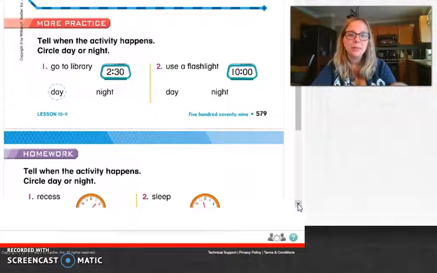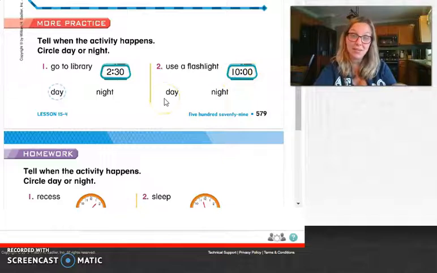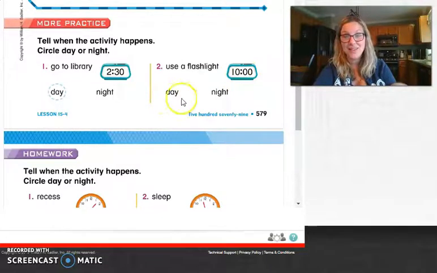Looking down at the bottom where it says more practice, it says tell when the activity happens. Circle day or night. So at 2:30, we go to the library. Would that be 2:30 during the day or 2:30 during the night? That would be during the day. And now this one says, when do you need to use a flashlight at 10 o'clock? 10 o'clock in the day or 10 o'clock at night? And it would be at night because it's dark at nighttime.